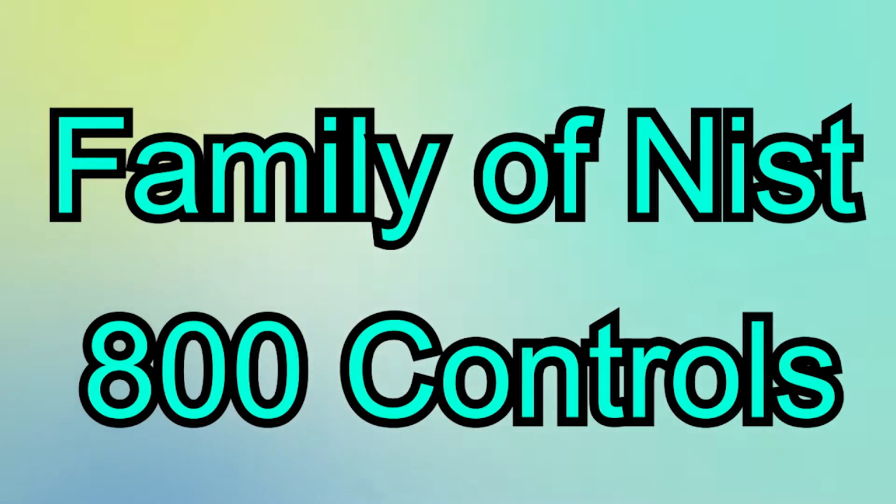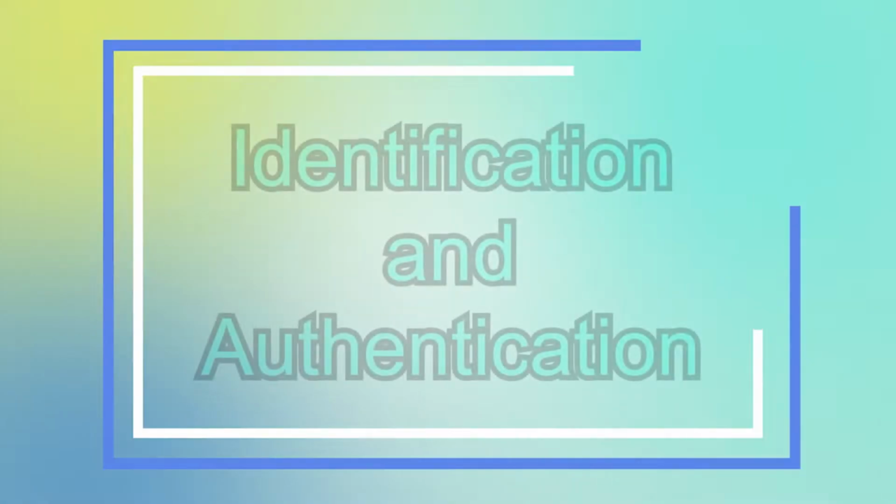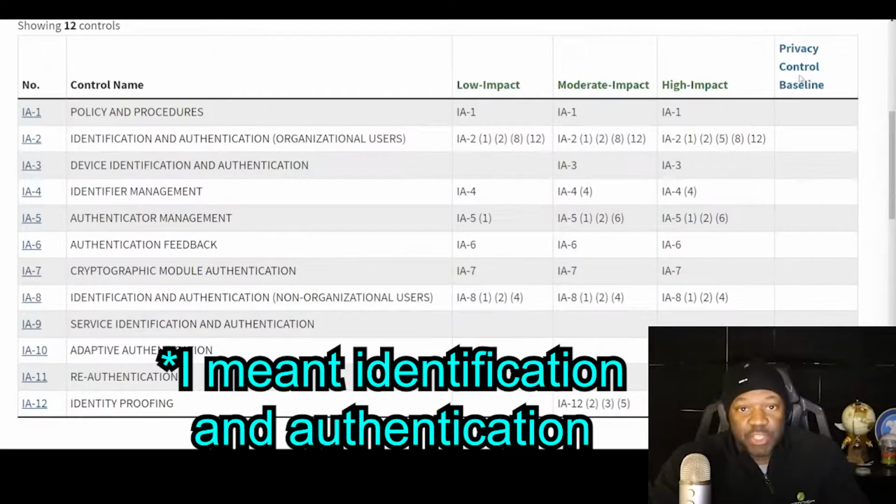Family of NIST 800 controls. I'm going to focus right now on IA controls, which is identification and authorization. This is an interpretation of these controls.